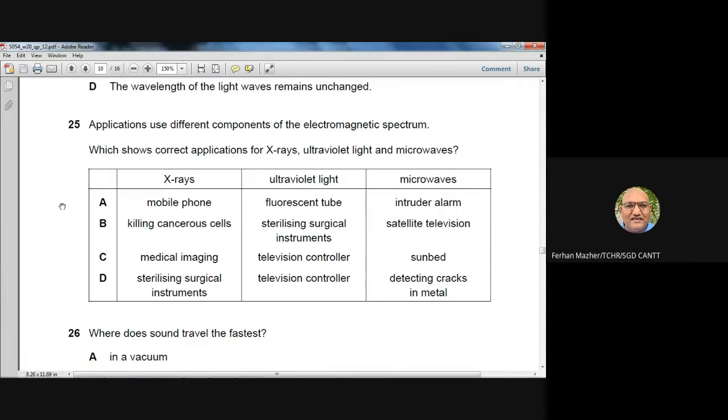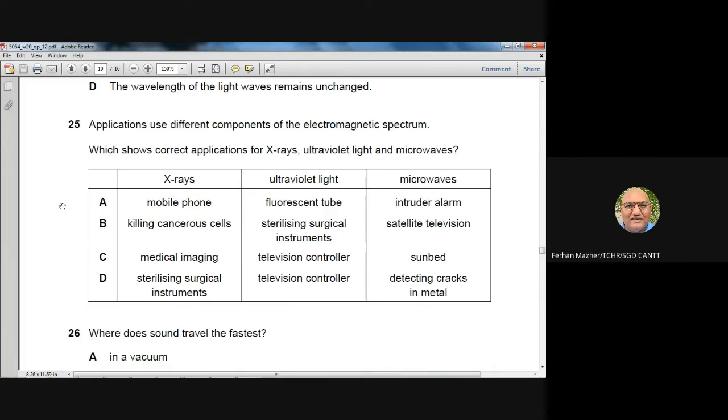Applications use different components of the electromagnetic spectrum. Which shows correct application of X-rays, ultraviolet light, and microwaves? X-rays can kill cancerous cells. They can do medical imaging. And ultraviolet light, UV light is used in the fluorescent tube. That's right. Sterilizing surgical instruments, that is also right. Television controller, no. So the last two options, C and D, are gone because UV light is not used in television controllers.